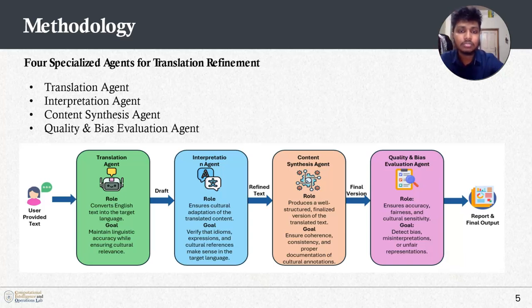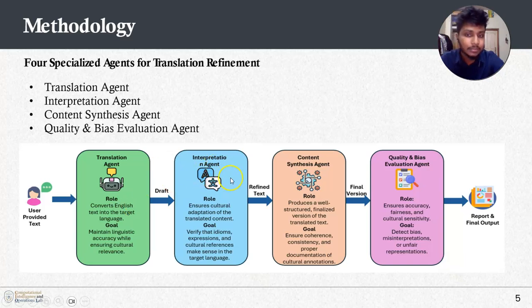Then the next agent was the content synthesis agent. Its role was to produce a well-structured finalized version of the translated text, and its goal was to ensure coherence, consistency, and proper documentation of cultural annotations. Our final agent was the quality and bias evaluation agent. Its role was to ensure accuracy, fairness, and cultural sensitivity, and its goal was to avoid misinterpretation or unfair representation.